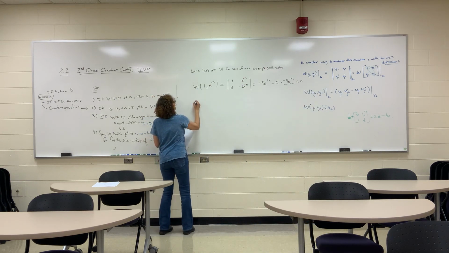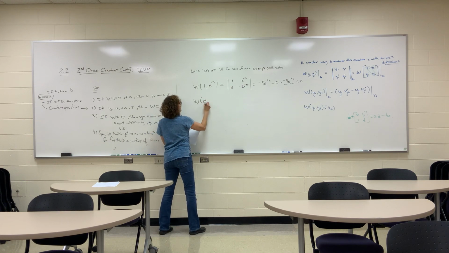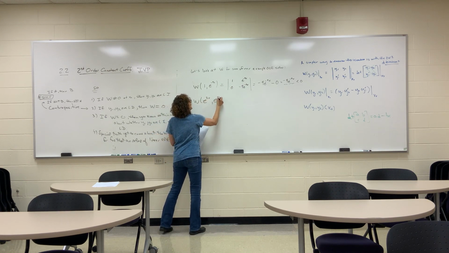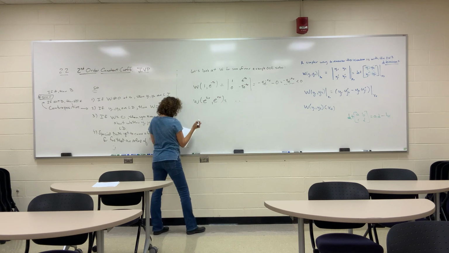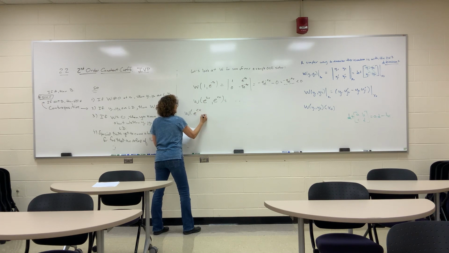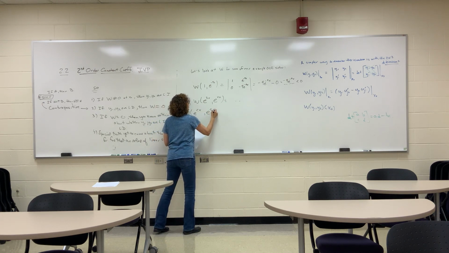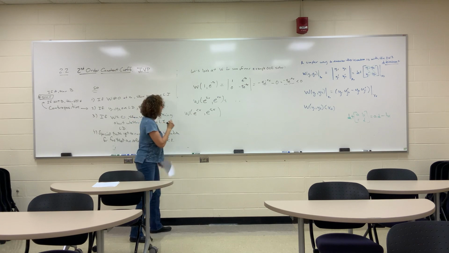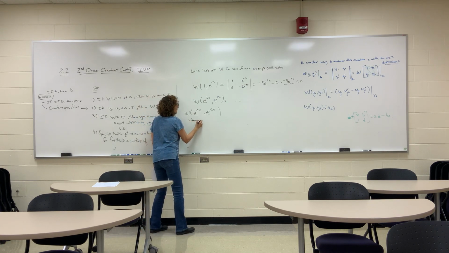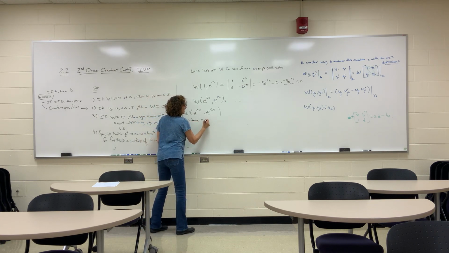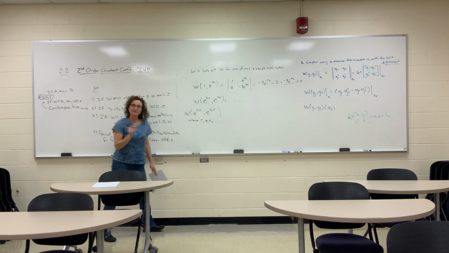I'll let you do this one for yourselves. You can do the Wronskian of e to the 2x and e to the 4x. That was one we had. Let's look at this one: the Wronskian of e to the r1x and e to the r2x, where r1 does not equal r2.